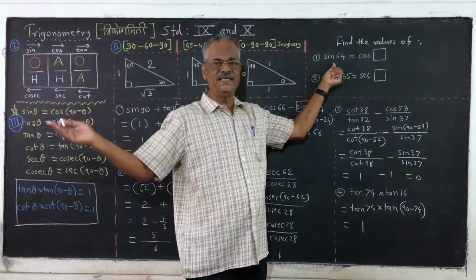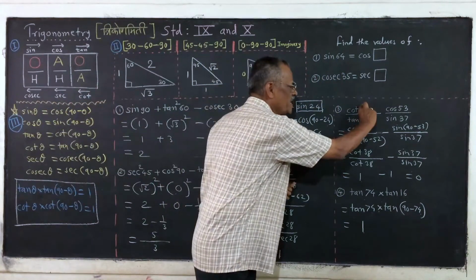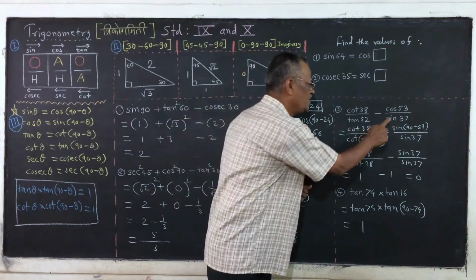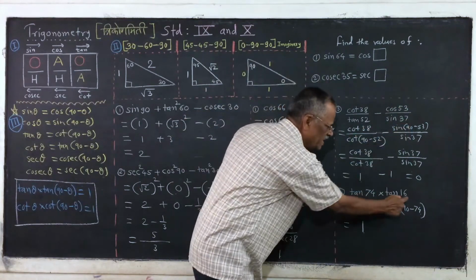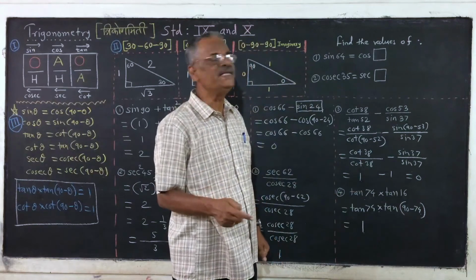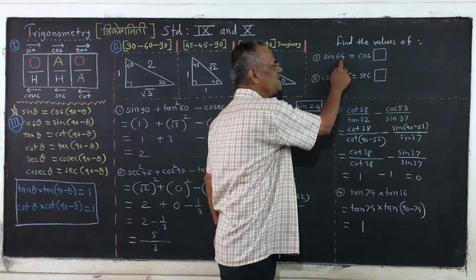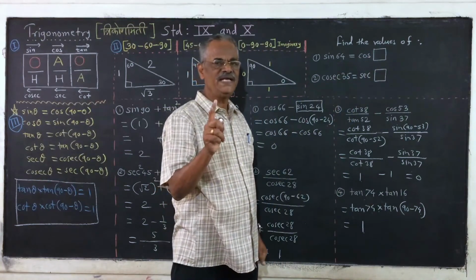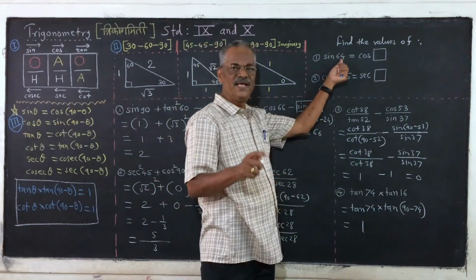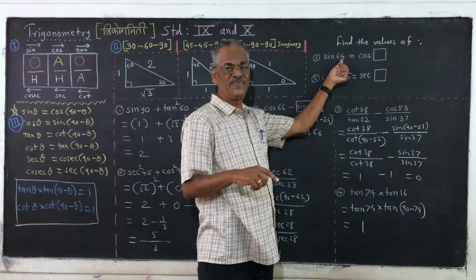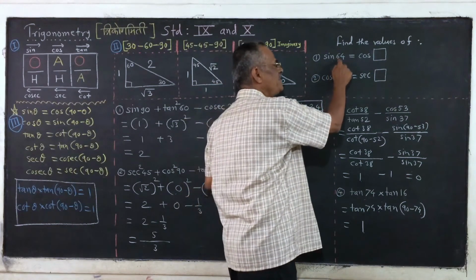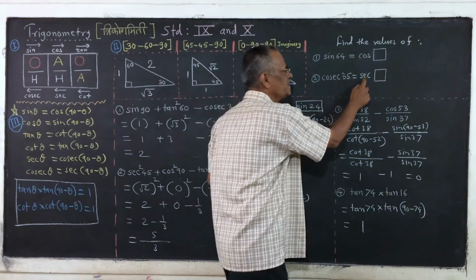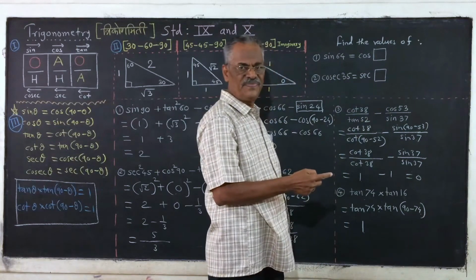By using two angles are complementary. Remember that two angles are complementary, their total is 90. So sin 64 is equal to cos of 90 minus 64. Remember that it is 90 minus 64. Similarly, cosec 35 is equal to sec of 90 minus 35.